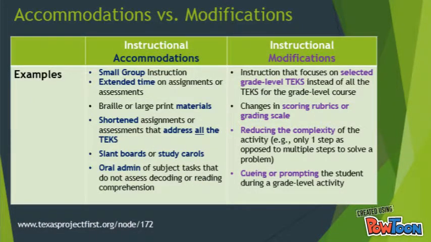Remember, sometimes the same strategy could be used as either one depending on the standard's expectation. For example, shortened assignments could be an accommodation if a 30-question task was reduced to 15 questions. However, if the same assignment is simply cut in half, but some of those removed were the only questions for a specific TEK, it would be a modification. The student is not expected to demonstrate skill of all the assigned TEKs. Make sense?